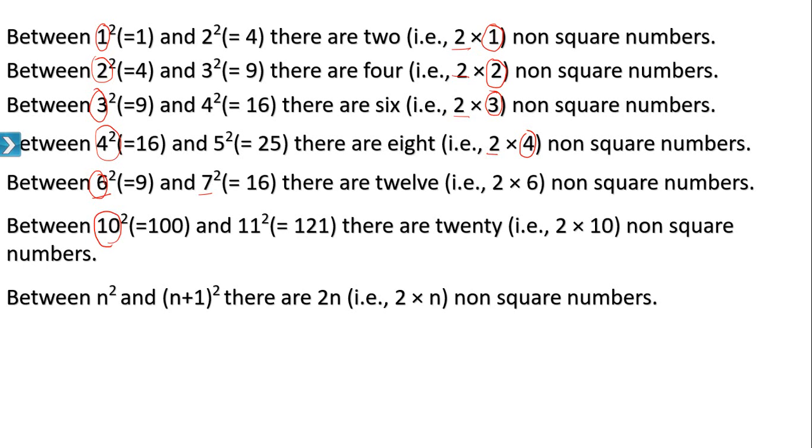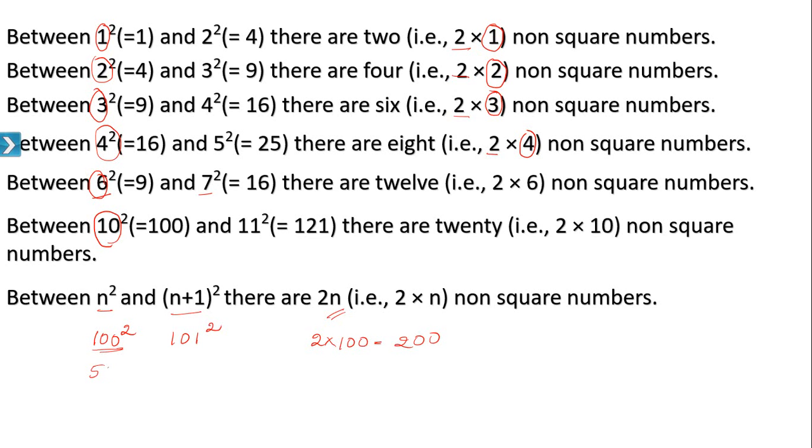The formula you have to remember is: between n square and n plus 1 whole square there are 2n non-square numbers. N square and n plus 1 whole square are two consecutive square numbers. Between two consecutive square numbers there are 2n non-square numbers. For example, between 100 square and 101 square there are 2 into n. N is the first number, that is 100. There are 200 non-square numbers.